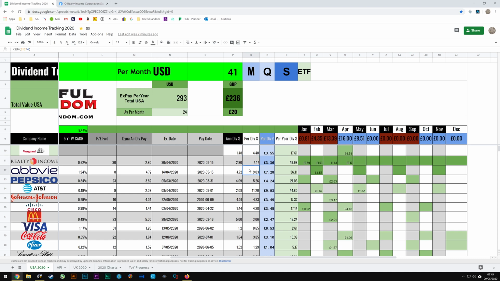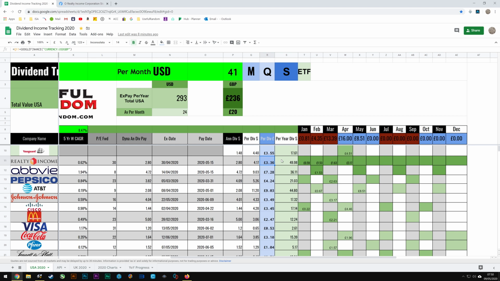Obviously the rest is either divided by 12, 4 or 2 depending on the frequency of the payment. Per dividend in pounds is the one I'm really interested in, mostly because it's tough to spend dollars in the UK, you get some funny looks. All this is using Google Finance to convert the per year dollar into Great British pounds or pound sterling.